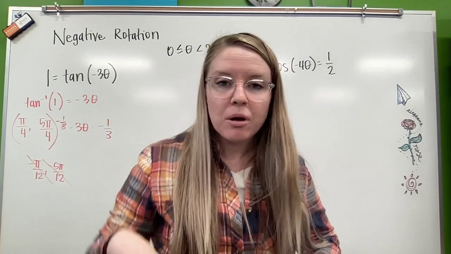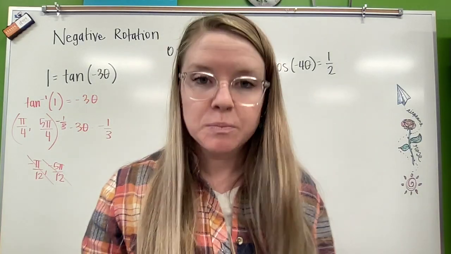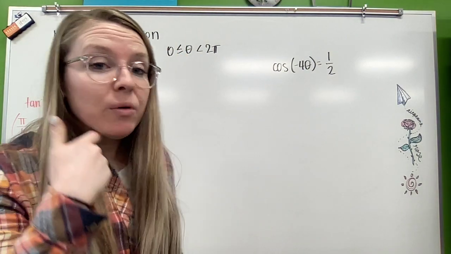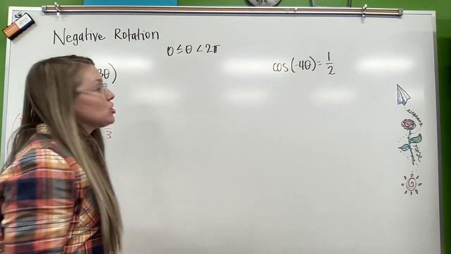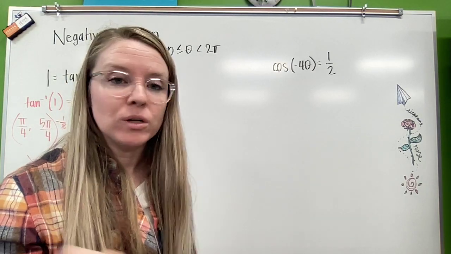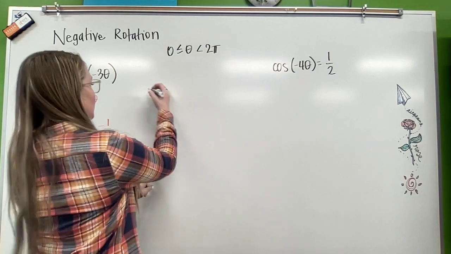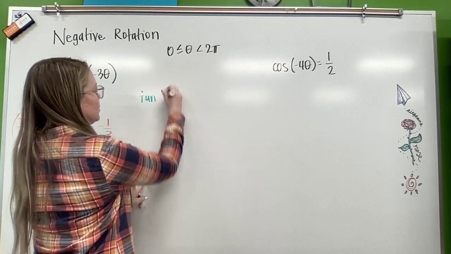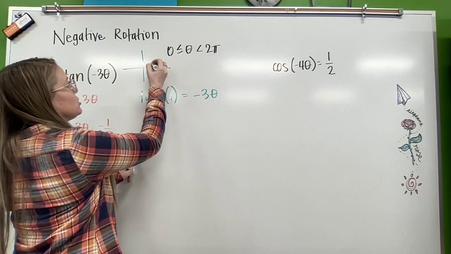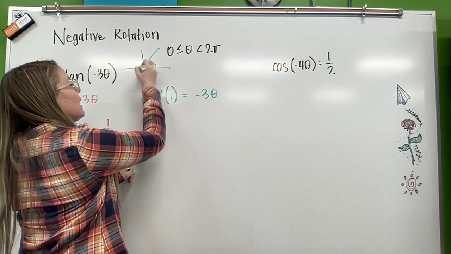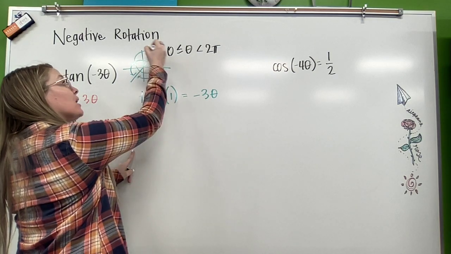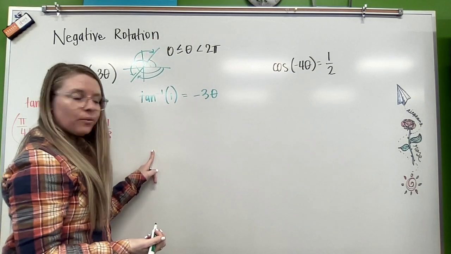Even if I showed all 3 rotations, they're all going to end up negative because I'm multiplying by a negative 1/3. So to counterbalance that, we're actually going to find our solutions backwards. We're going to rotate backwards. So I've got my tangent inverse of 1 equals negative 3 theta. Instead of looking at my unit circle and getting pi over 4 and 5 pi over 4, I'm going to rotate backwards to these angles, right?